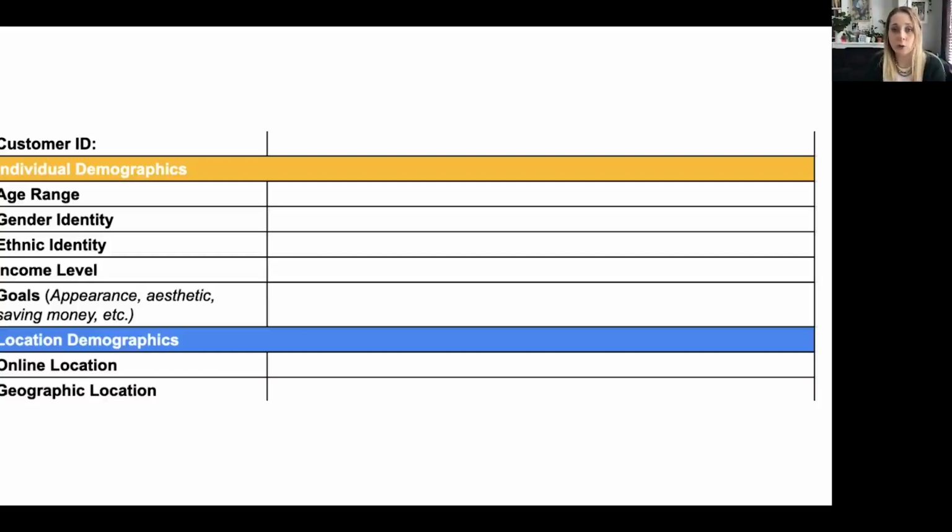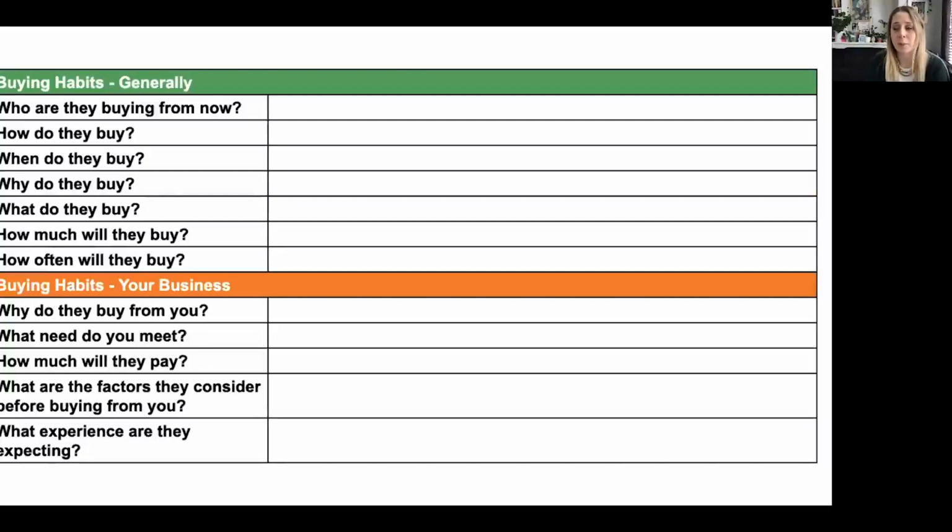Those kinds of things. And what are they doing for leisure? Where are they on the weekends? Where are they after work? Where are they after school? How do they get there? What is their pathway to get to those spots? So once you have your individual demographics and your location demographics kind of identified, we can head into buying habits for general purpose, and then buying habits as it relates to your business specifically.